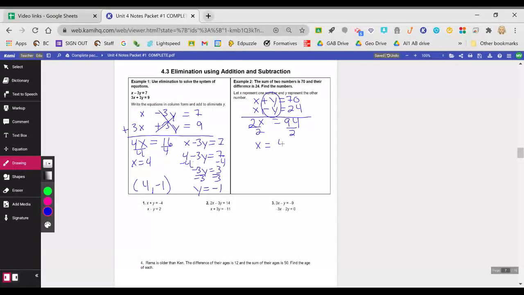47. I then need to find y. So I'm going to do x plus y equals 70, and substitute 47 for x. And then subtract 47 from both sides. And y equals 23. So the numbers are 47 and 23.